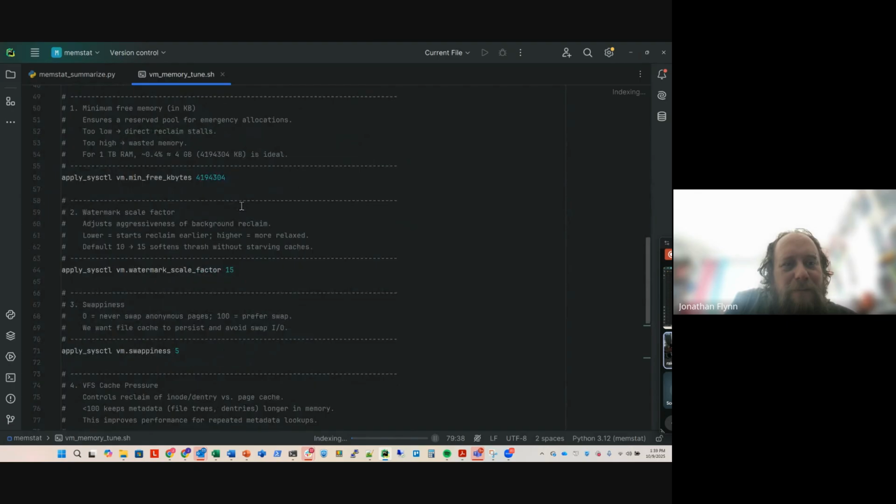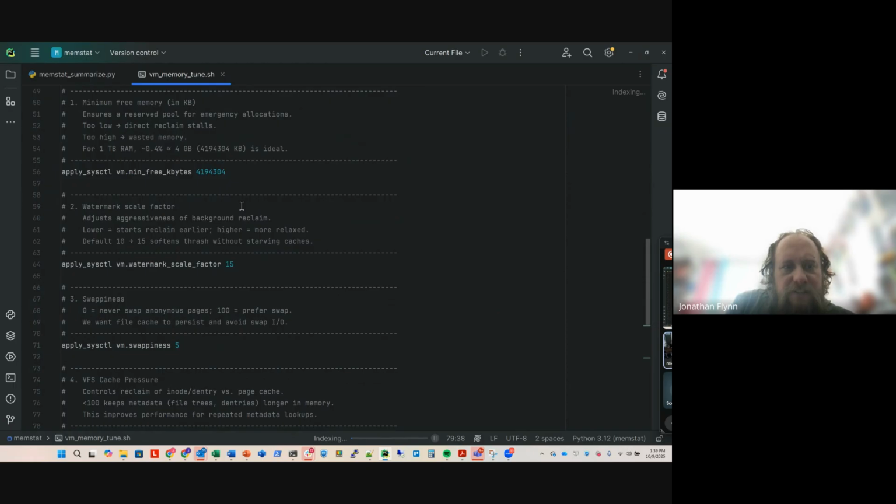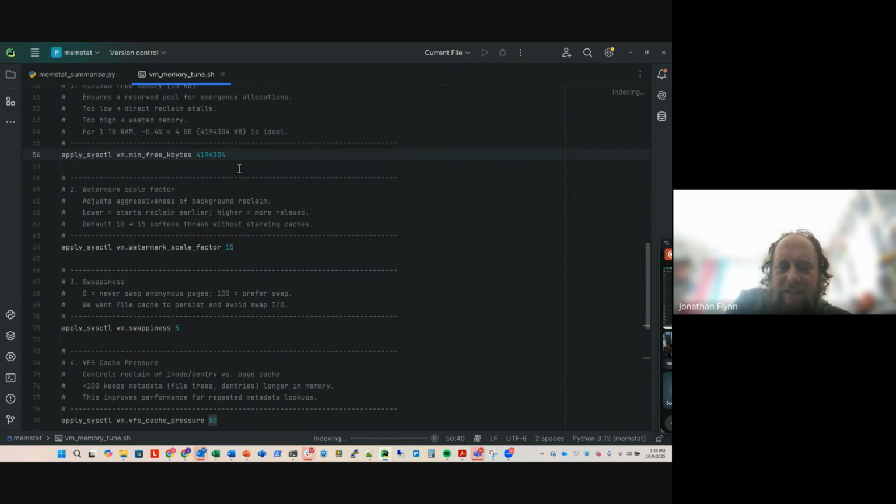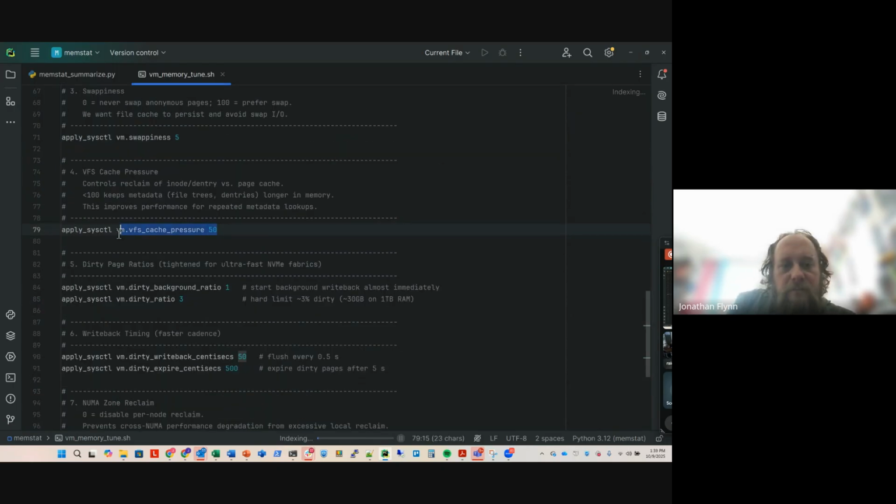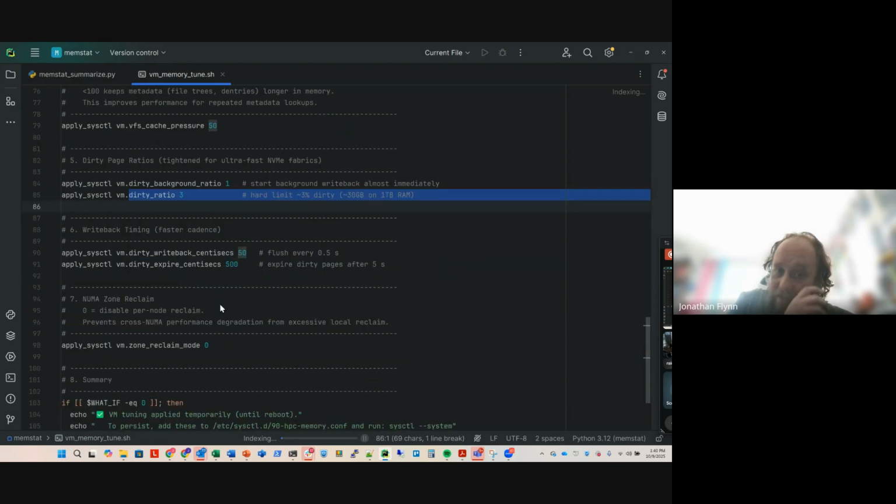Yeah, so here's where I played. This might be hard to read. I did min_free_kbytes, watermark_scale_factor, swappiness, and vfs_cache_pressure to try and keep more metadata and drop data. Dirty background ratio down to 1, dirty ratio to 3. Then dirty_writeback_centisecs to 50, dirty_expire_centisecs to 500, and zone_reclaim_mode to 0. Those are the knobs that I played with, and that's how I got that extra write performance and the more stable read performance.